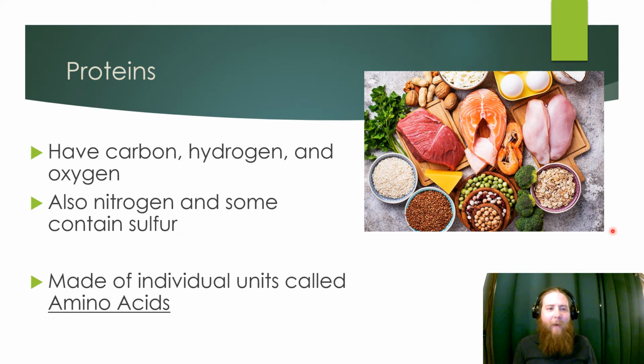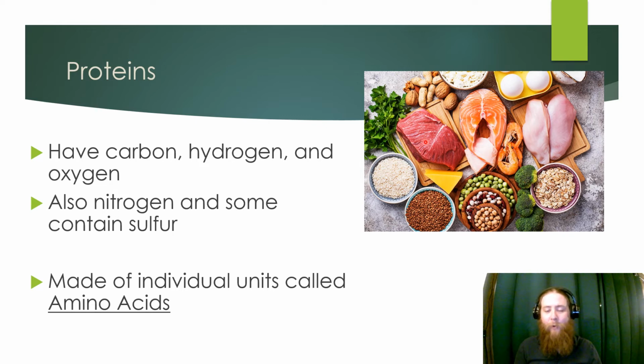Next up, we're going to talk about proteins. And proteins have carbon, hydrogen, and oxygen, just like our carbohydrates, but they also contain nitrogen and some contain sulfur. And each protein is made of individual units or monomers called amino acids. And these here are all things that you're getting proteins from. Things like broccoli, things like meat and eggs, cheese, oats have some in it, spinach.